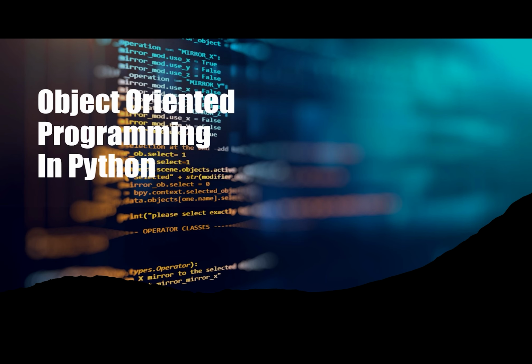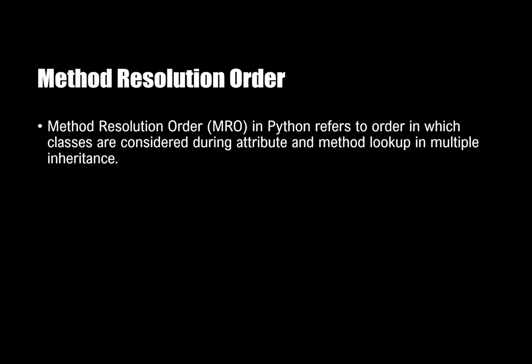This is the 7th video in our series of tutorials on object-oriented programming in Python. In today's video, we are going to be learning about method resolution order and the diamond problem in Python. First, let's just define a few things. Method resolution order. What is that?